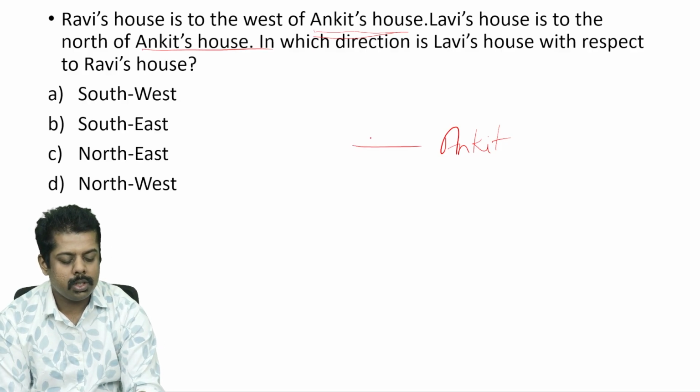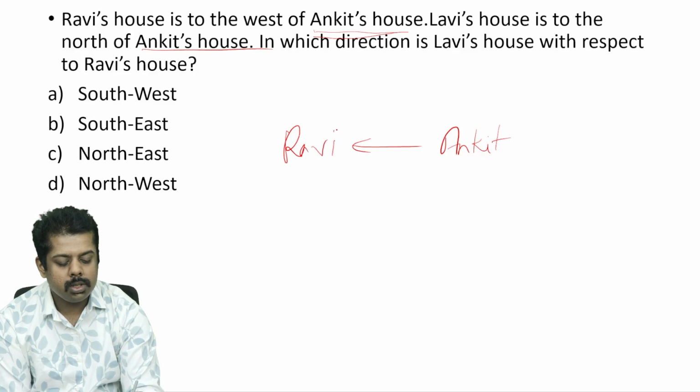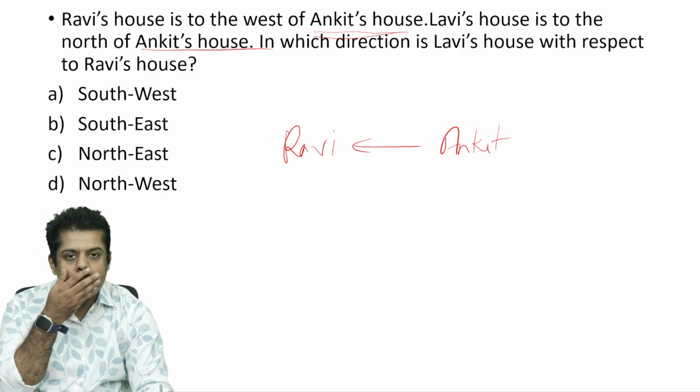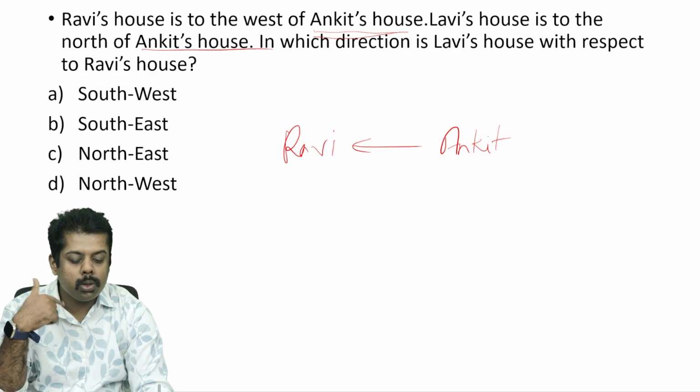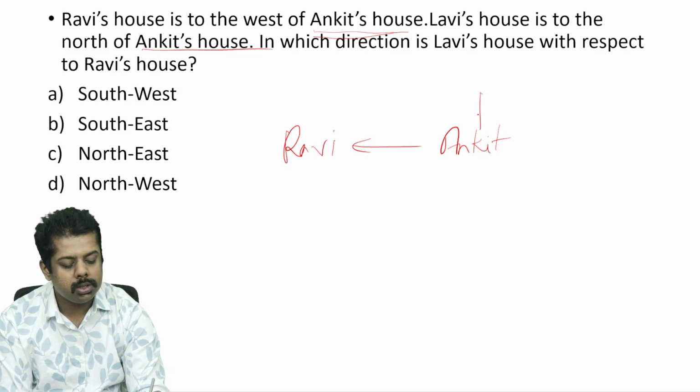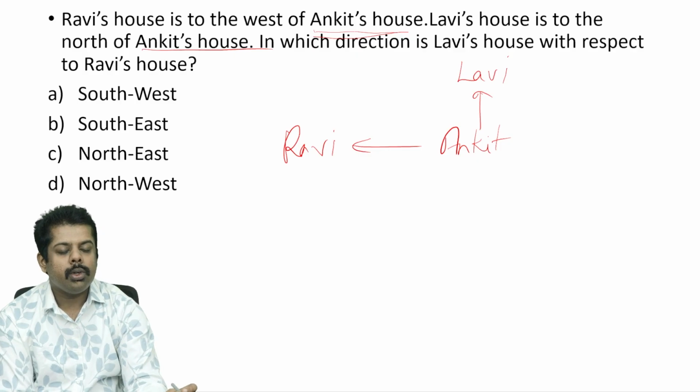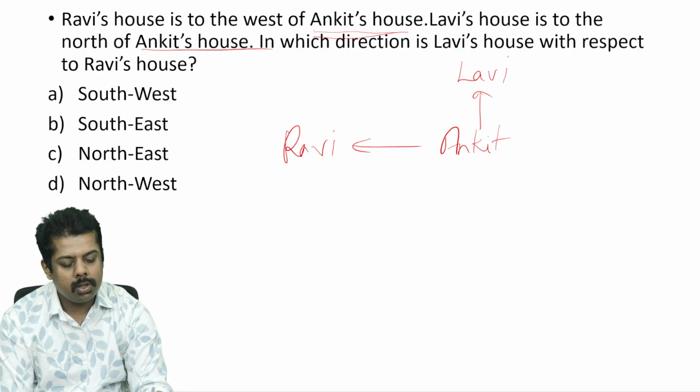So west of Ankit is this position. So Ravi's house will be here. Now Lavi's house is to the north of Ankit's. North of Ankit is above. Lavi's house is here. Now we have to just look through the question of what they have asked.